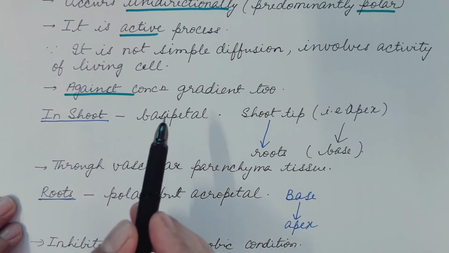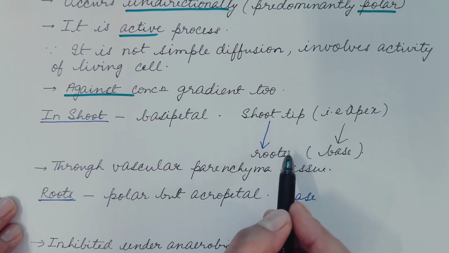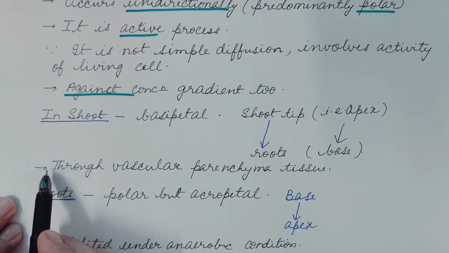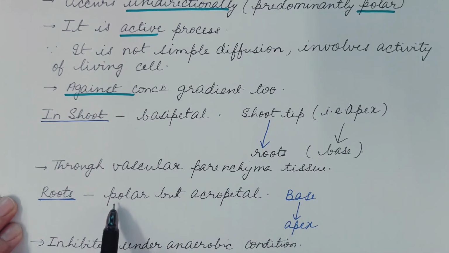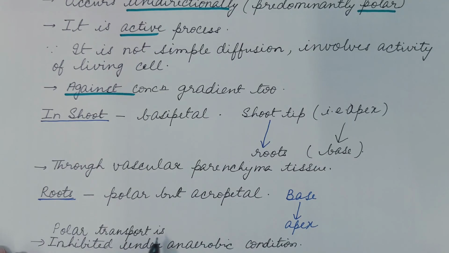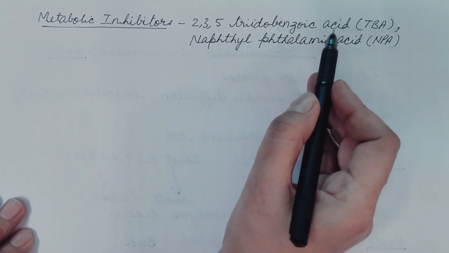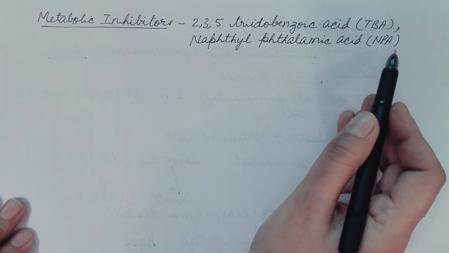In shoot, it is polar and basipetal, that is, transport of auxin takes place from shoot tip to roots, or in other words, apex to base. And it occurs through vascular parenchyma tissue. In roots, it is polar but acropetal, that is from base to apex. Polar transport is inhibited under anaerobic conditions. It is also temperature sensitive. Some of the metabolic inhibitors of auxin transport are 2,3,5-triiodobenzoic acid, TIBA, and naphthylphthalamic acid, NPA.